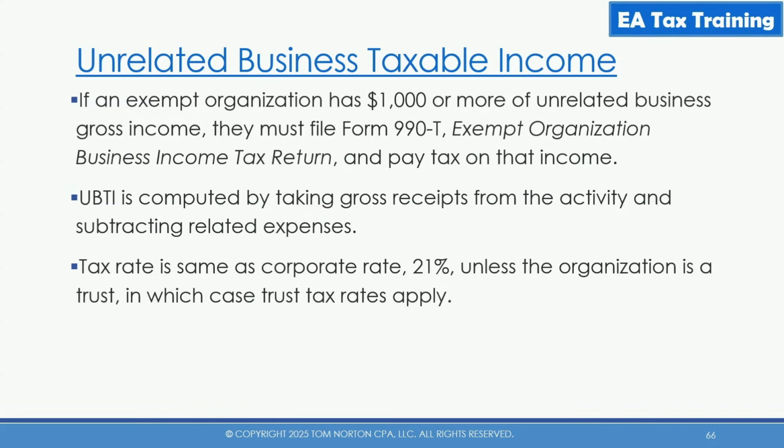If an exempt organization has $1,000 or more of unrelated business gross income, then they have to file this Form 990T and they have to pay tax on that income. The UBTI is computed by taking gross receipts and subtracting expenses. So, in order to determine whether or not you need to report and to file this 990T, you look at gross unrelated business income. If it's $1,000 or more, you have to fill out the form. But when you're actually determining the tax, you are going to subtract the expenses. So, it'll be the gross income minus the expenses that is subject to tax. And the tax rate is the same as the corporate rate, which of course is 21%. Unless the organization is a trust, in which case the trust tax rates apply.